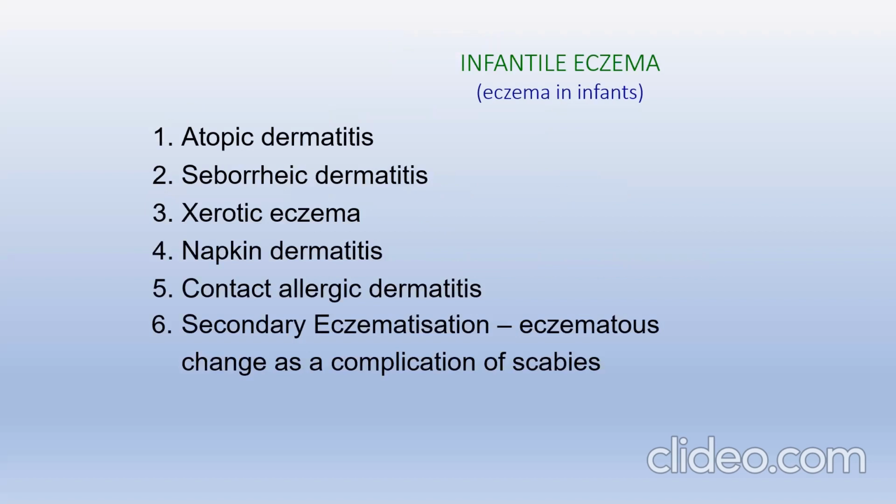Then infantile eczema also includes other eczemas like atopic dermatitis, seborrheic dermatitis, xerotic eczema, napkin dermatitis, contact allergic dermatitis, and secondary eczematization, that is eczematous change as a complication of scabies.